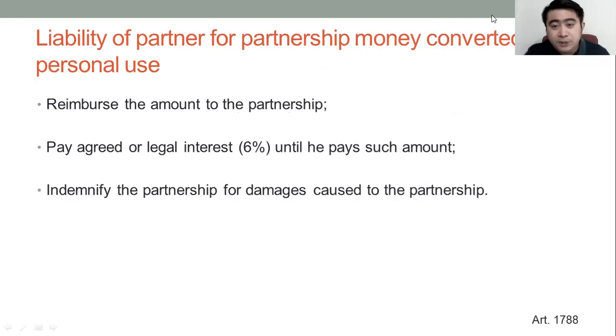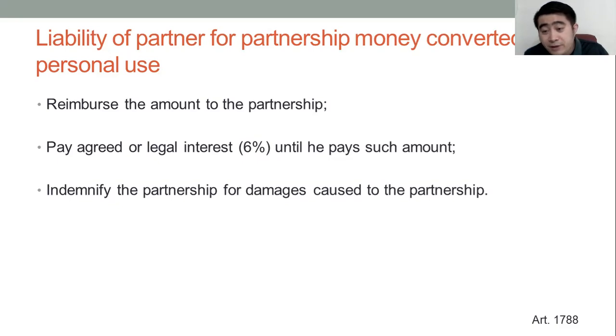Liability of partner for partnership money converted to personal use. So the liabilities are, number 1, to reimburse the amount to the partnership. Number 2, to pay agreed or legal interest of 6% until he pays such amount. Itong rate, class, na 6% legal interest, this is per annum, or per year. Since 2013, that has been the legal interest as of today. And the third liability is to indemnify the partnership for the damages caused to the partnership.